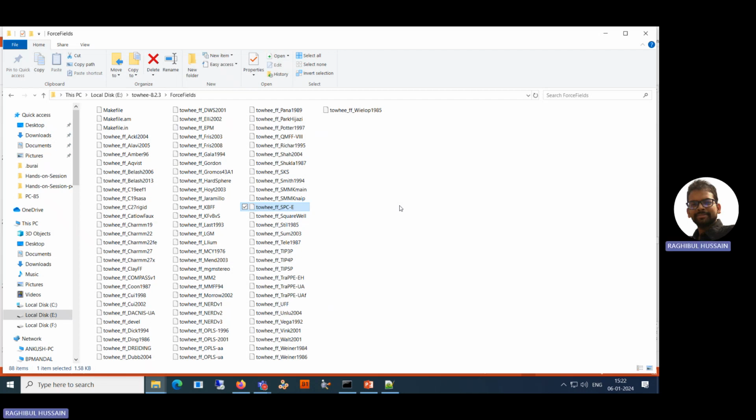TOHI, this is the format. You cannot change this format. TOHI_FF_ and then some variable. See, everywhere TOHI_FF is common. The only thing changing is the last part, which is basically the name of the force field. All these have the name of the force field. So copy and paste SPCE.